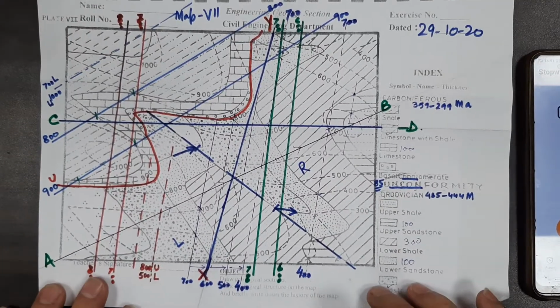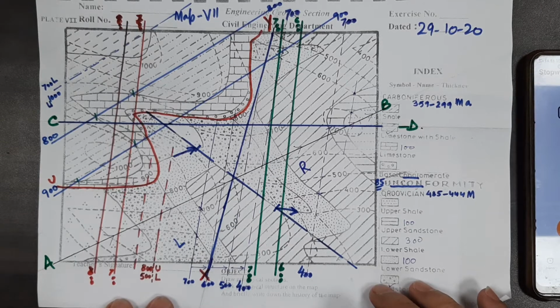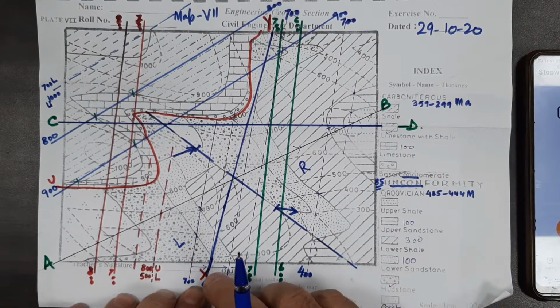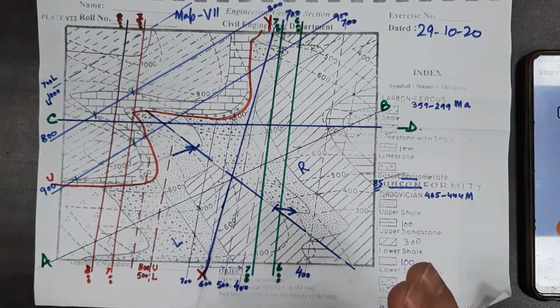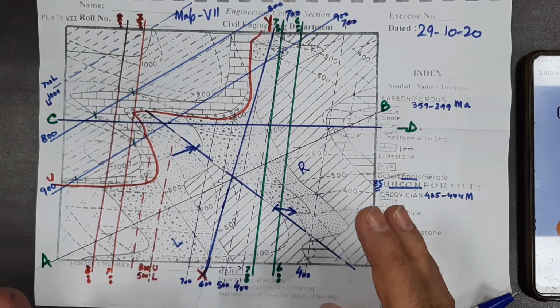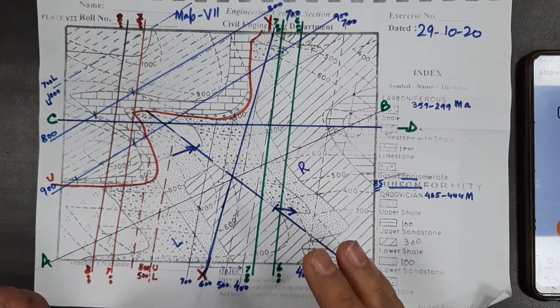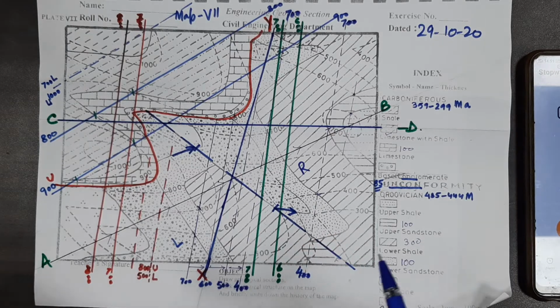This is the third video of map number 7, which has both fault and unconformity. We have already drawn section AB and CD. In this video, we will try to draw the section along XY. These three sections I have already given you in the map which you have with you, and I am explaining all these three sections. Apart from these three sections, you will be trying on your own.